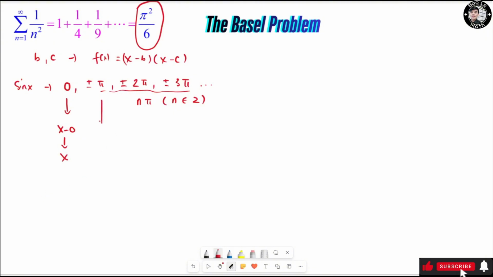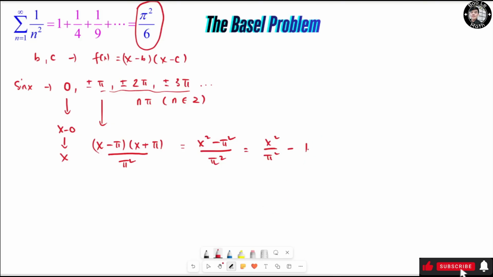Now the second one right here can be written as 2 factors, right? s minus pi times s plus pi. Now we're going to distribute this one. It's going to be s squared minus pi squared, right? Now we're going to divide both sides by pi squared. So it's going to be s squared over pi squared minus 1, right?